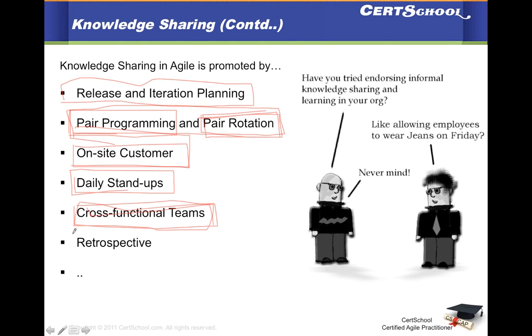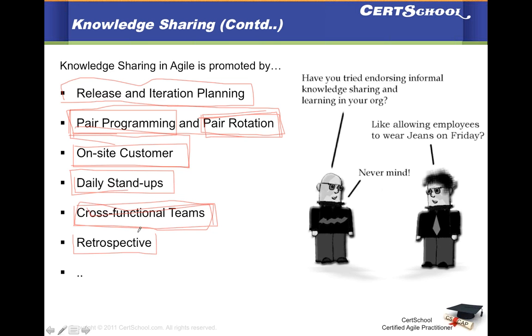Which is why Agile is very particular about having small teams. If you have small teams, it's easy to find team chemistry. It's easy to find the right person who is required to solve a problem, to work on a particular story.